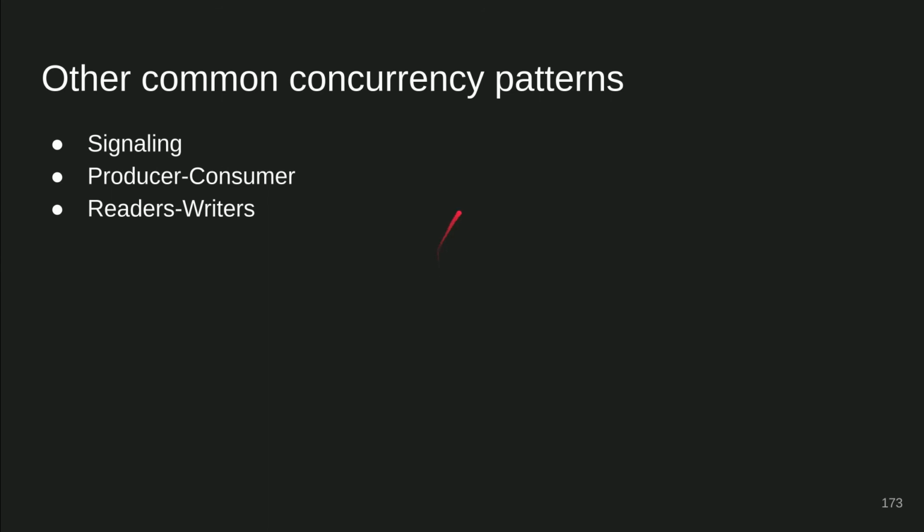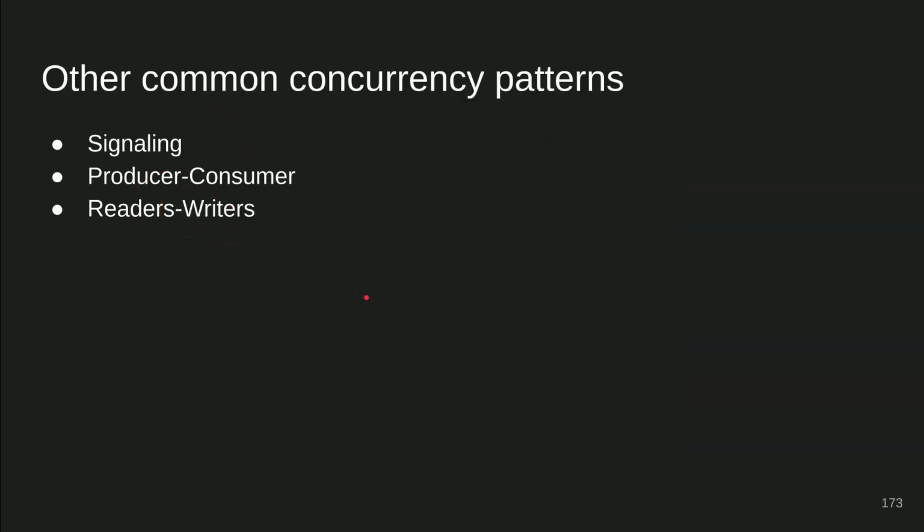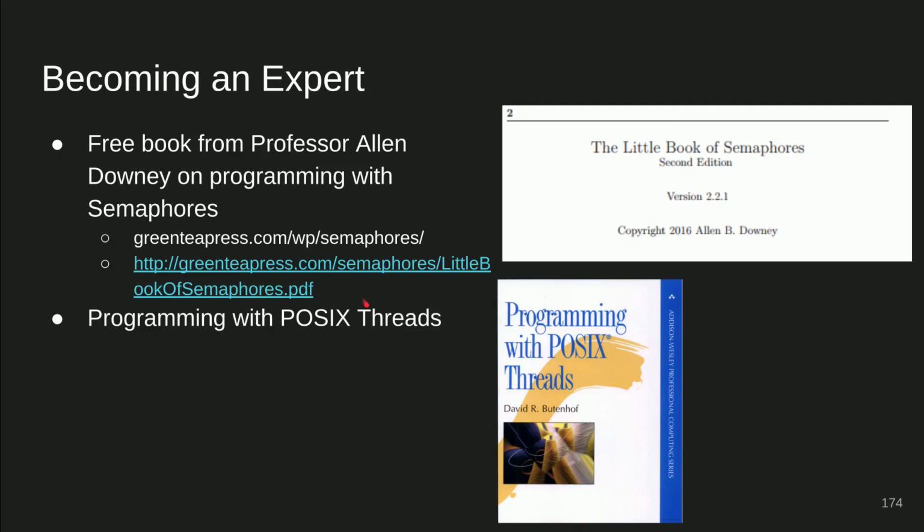Okay, so there are other common concurrency patterns. That was called the barrier pattern. There's a signaling pattern, a dancer pattern, producer-consumer, and readers-writers. These are all common patterns for writing concurrent programs. Just something to be aware of, and you might need to use a semaphore to implement some of these. So I wanted to show that more advanced construct, okay?